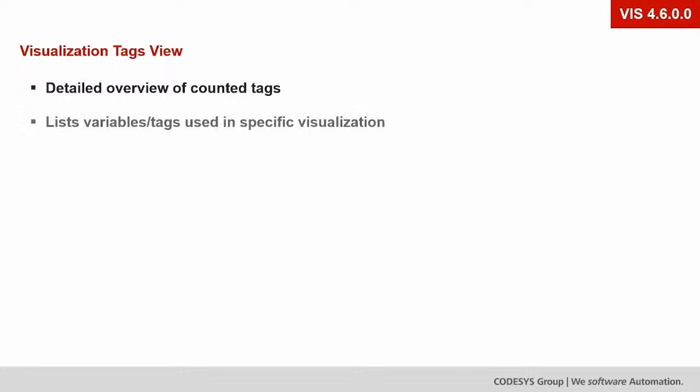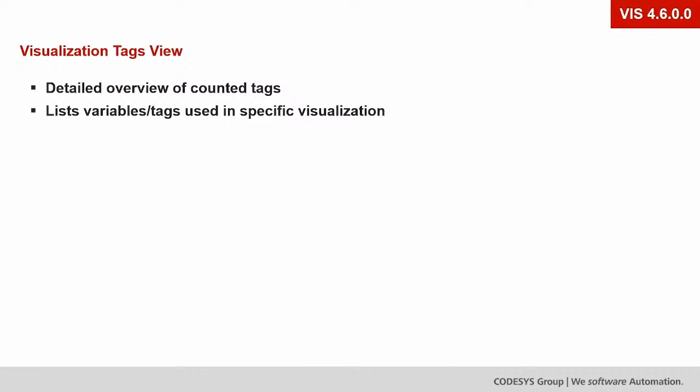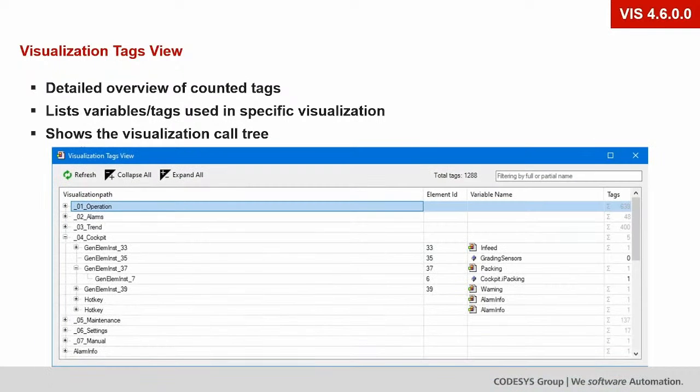The second topic in the area of visualization is a new visualization text view. This brings several features with it. One important aspect is to obtain a detailed overview of the tags used in a visualization. If the view is opened from the context menu of a visualization, the visualization is displayed on the top. In this way, each visualization can be viewed individually.